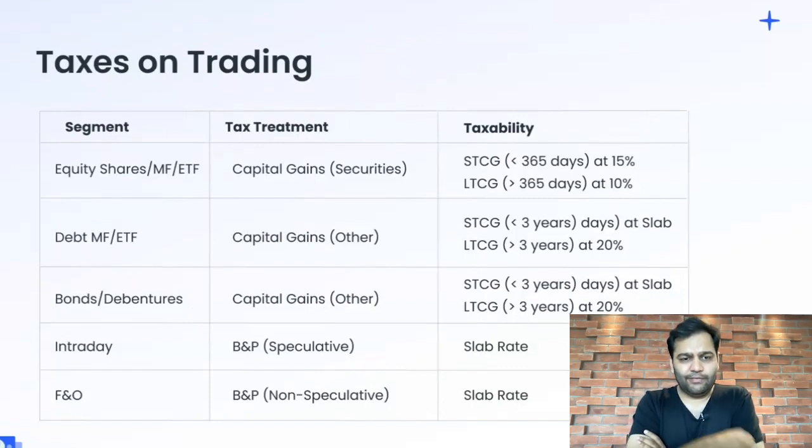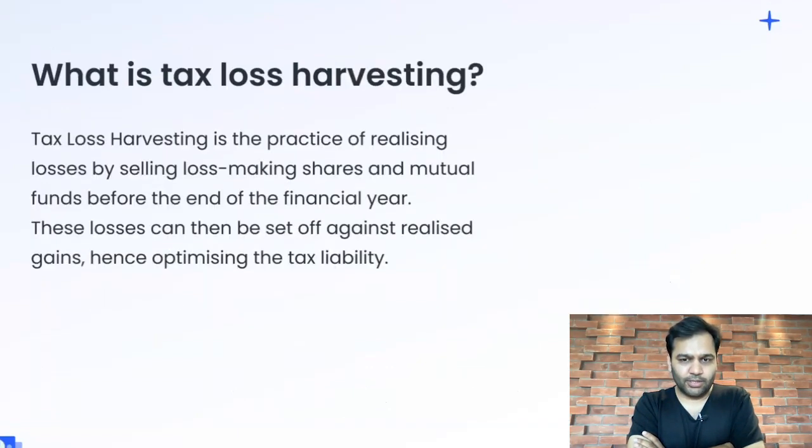We'll keep intraday and F&O mostly out of this discussion because tax loss harvesting primarily focuses on harvesting your capital losses. However, for clarity, intraday and F&O both are covered under business or profession income, and hence they are taxed at slab rate. So without further ado, let's talk about tax loss harvesting.